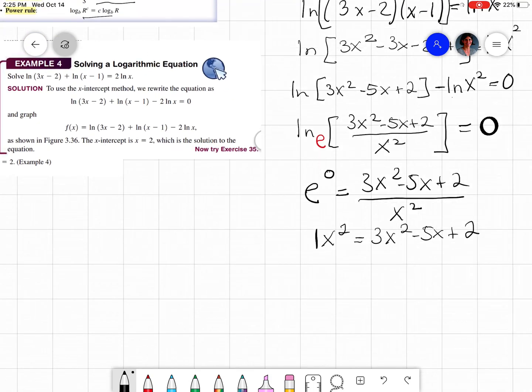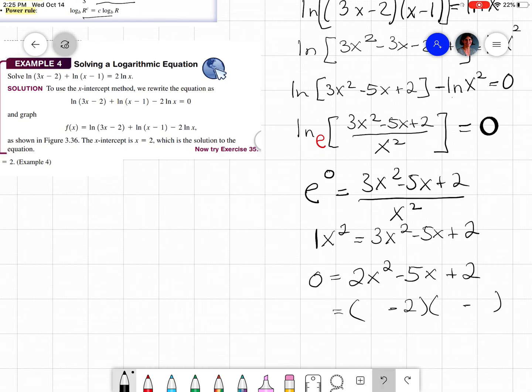I'm going to give myself a little bit more space down here. And now I'm going to subtract it. I'm going to again set it equal to 0. So 3x squared minus x squared is 2x squared minus 5x plus 2. All right, so I got something quadratic. Whenever I see that, now the only way to get positive 2 here and a negative number is going to be 2 negatives here.